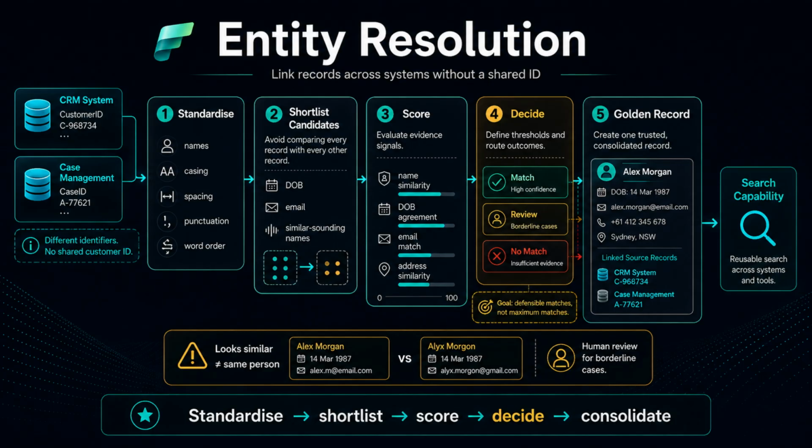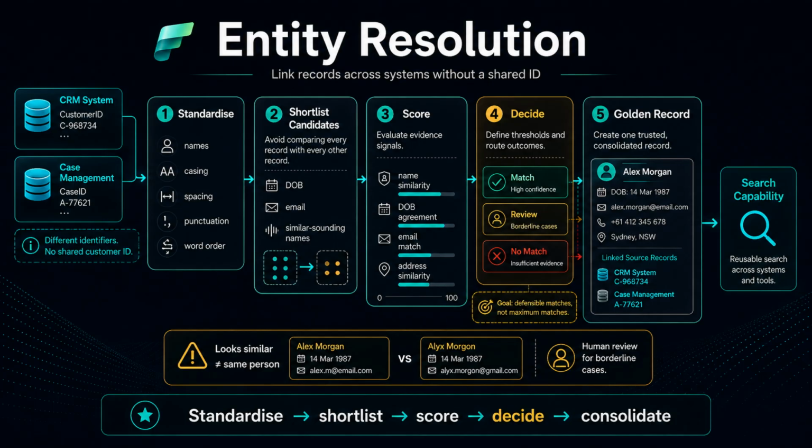Once we've made those decisions, we can create a golden record, one consolidated representation of the person while still keeping track of the original source records. And finally, we need to make that result useful. So I'll also build a simple search capability that can be called outside the notebook. Later in the demo, I'll show you a particularly useful example where two names look very similar, but the evidence tells us they should stay as two different people. That's the kind of case where entity resolution becomes much more than just fuzzy matching.